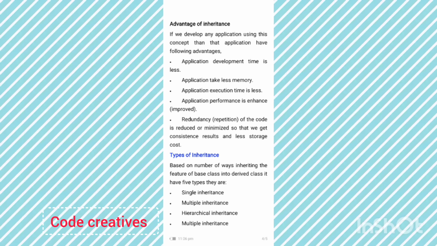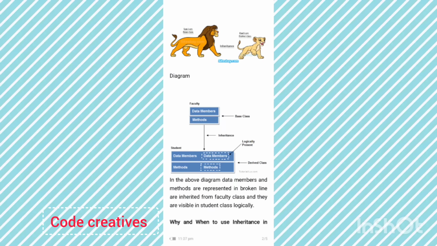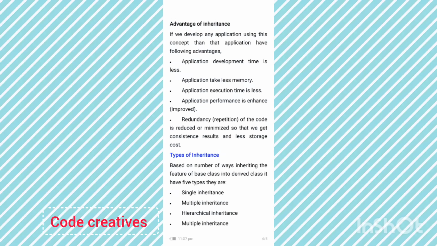We have some types of inheritance based on the number of ways of inheriting the features of the base class into the derived class. What is a base class? A base class is known as the parent class. We also know it as super class or parent class. These all mean the same, so whenever I use the word parent class, it means base class. Derived class is like we discussed in the examples. Here the lion's son is the derived class, which inherited from the lion.